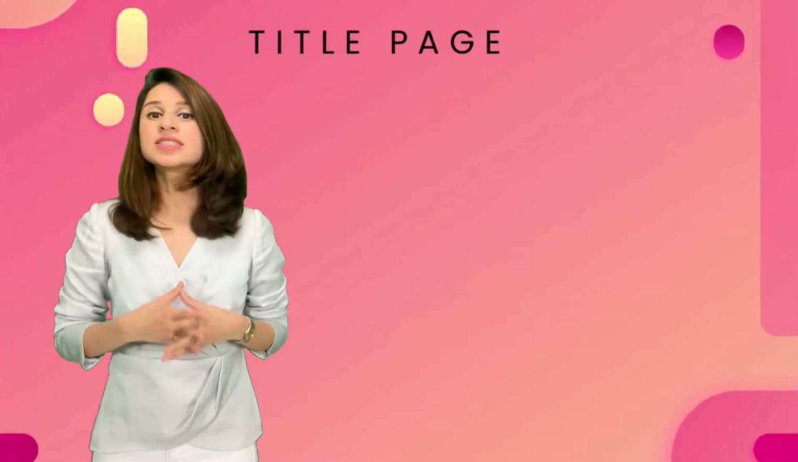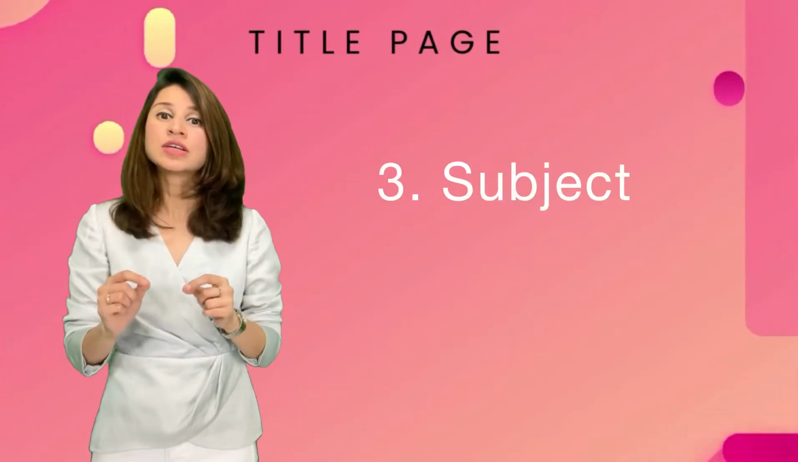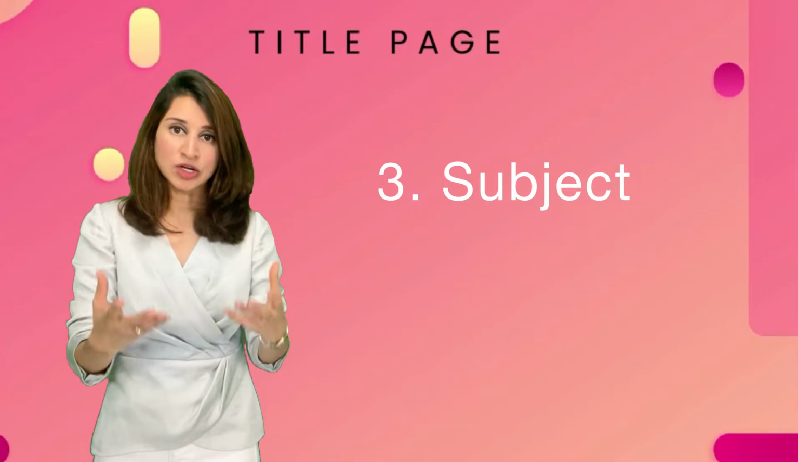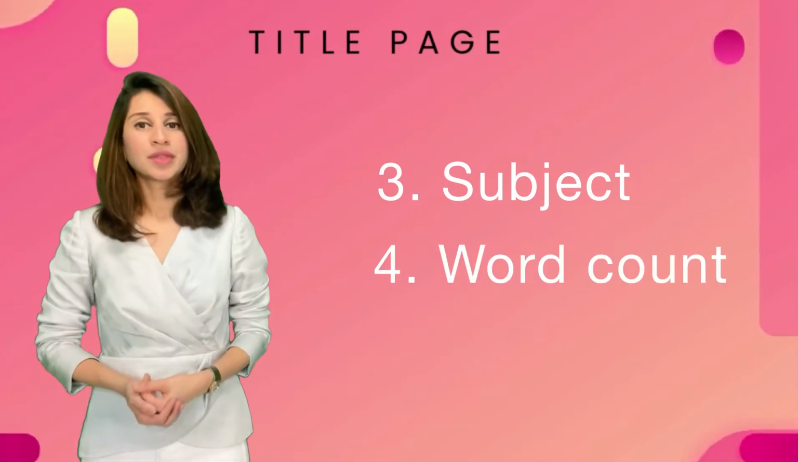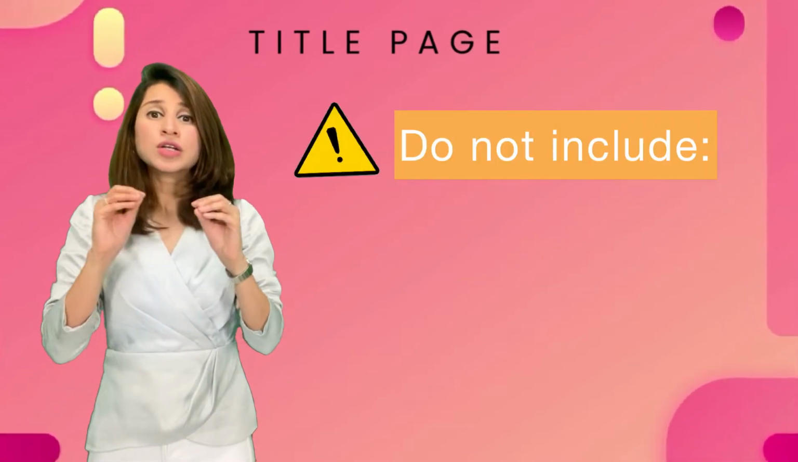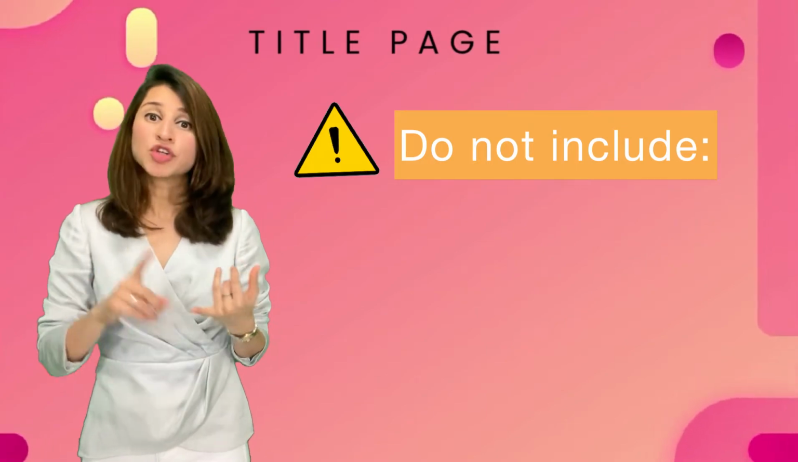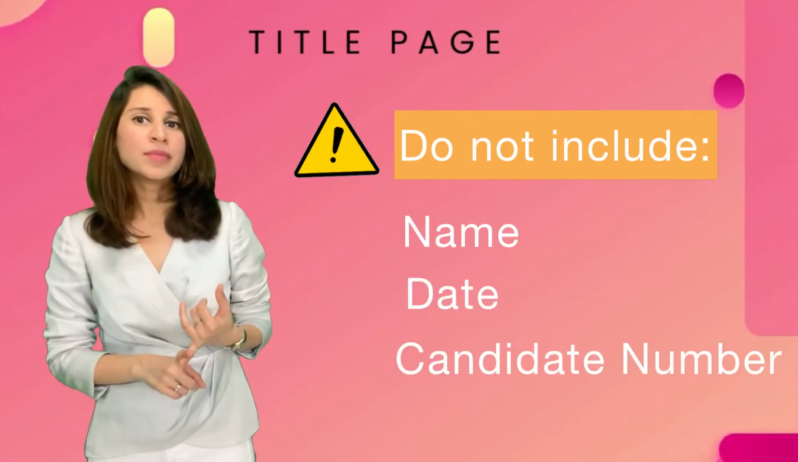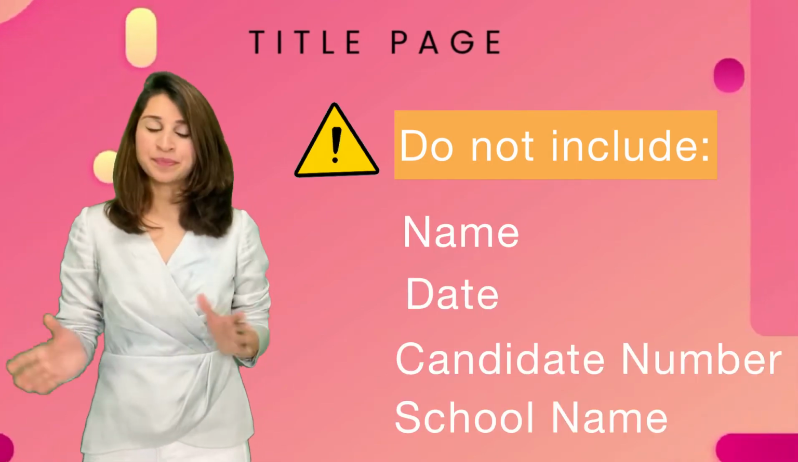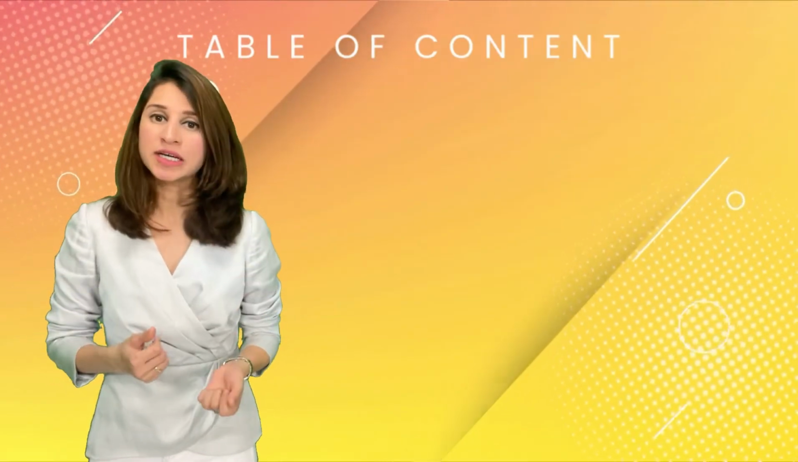Now, getting back to the title page, the third thing you require is your subject, that is economics, and lastly your word count. Please do not include anything else and do not put your name, date, candidate number, or your school name on the EE. I hope this part was clear.